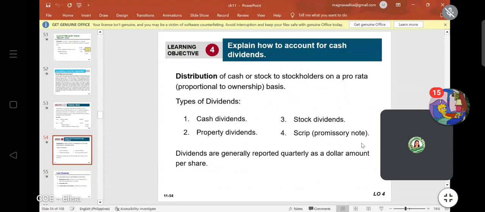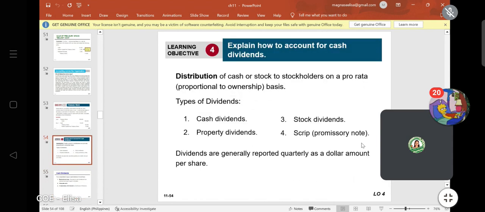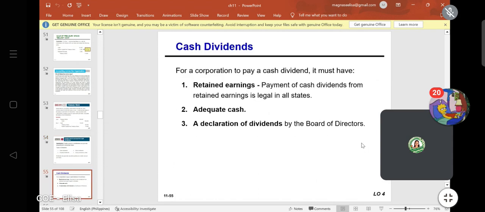We issue dividends. That is a characteristic of a corporation, that it issues dividends. So the types of dividends that can be issued are cash, it could be property, it could be stock, it could be scrip. Scrip is a promissory note to issue dividends at a later date. So normally, what it issues is cash dividend. So these are the requirements for a cash dividend.